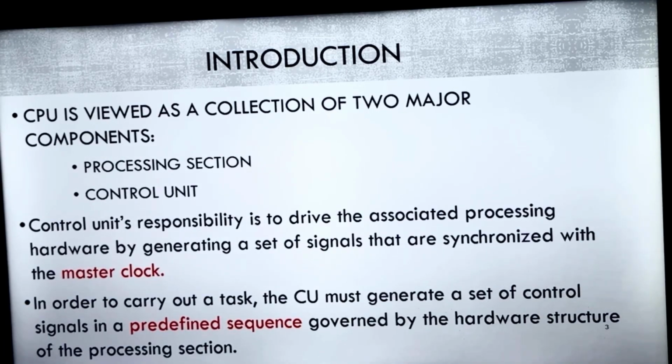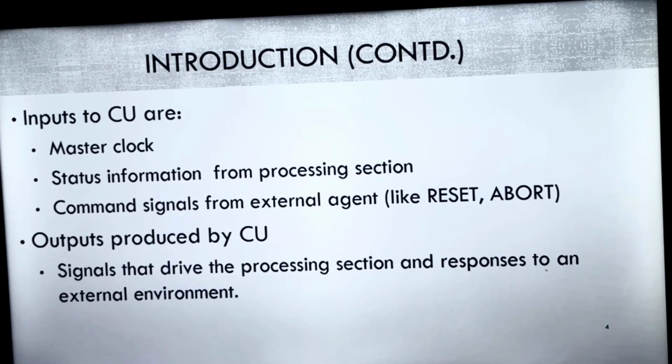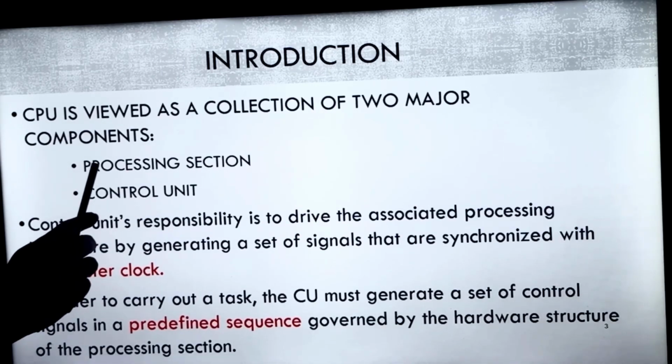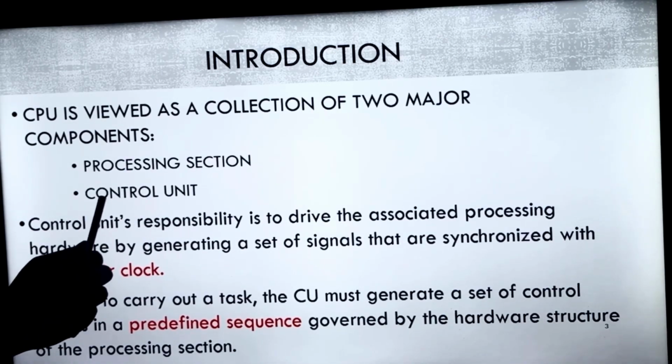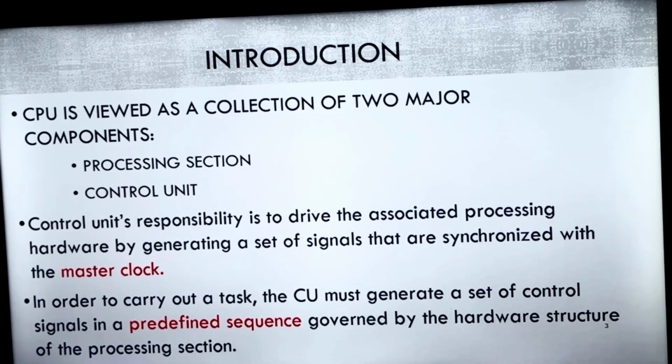Whatever I said, these are the three inputs we have, and the output is nothing but the signals. I hope the very basics of control unit are fine for you now. You understood what is processing section, what is control unit, what are the inputs in control unit and what is the output of control unit. I think you understood that.